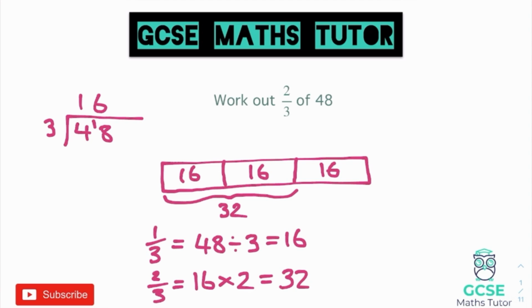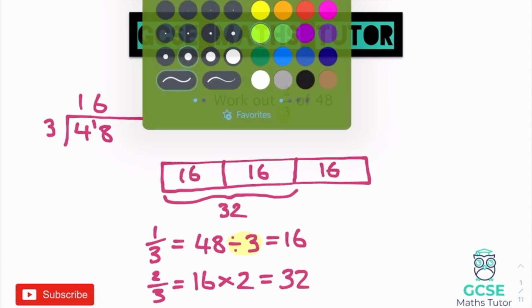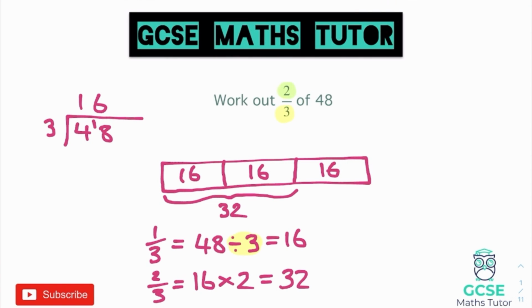So thinking about what we've done here, all we've actually done is looked at the denominator, and we've established that it's going to be split into 3 parts. So to do that, we've divided by 3, just here, divide by 3. And then because we want 2 of those, again, just looking at the numerator there, we've multiplied our answer by 2, and we've got a final answer of 32.